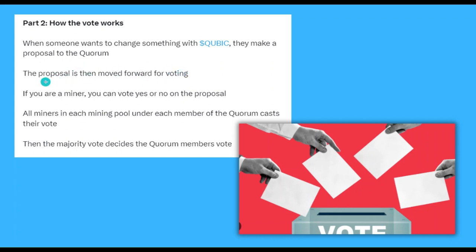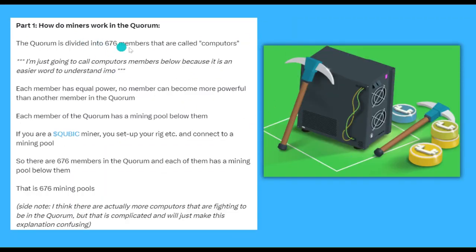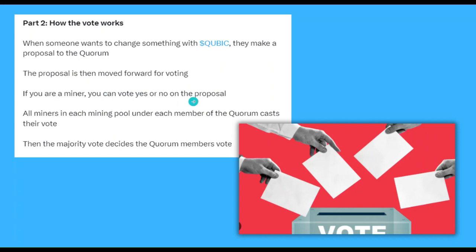If you're a miner, you can vote yes or no on the proposal. So as a miner in one of these pools that we're talking about, one of these 676 pools, just imagine yourself, you're just a person with a computer mining, and you can vote yes or no on the proposal. All miners in each mining pool under each member of the quorum cast their votes. Now, not all miners have to cast a vote, but as far as I know, all 676 members of the quorum have to cast a vote. And then the majority vote decides the quorum members' vote.